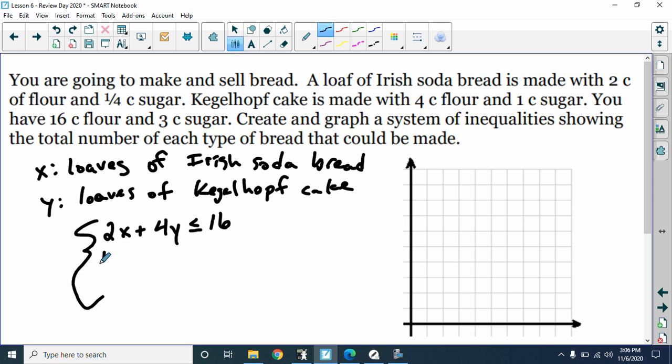And then we want to do something similar for the amount of sugar we have. 1/4 cup of sugar for each X, plus 1 whole cup of sugar for each Y needs to be less than or equal to 3 cups of sugar. And then our other 2 inequalities: I cannot make a negative amount of Irish soda bread, and I cannot make a negative amount of Kugelhopf cake. So X is greater than or equal to 0, Y is greater than or equal to 0.